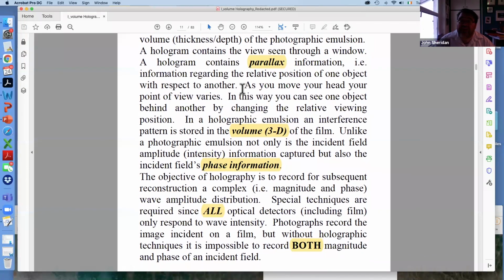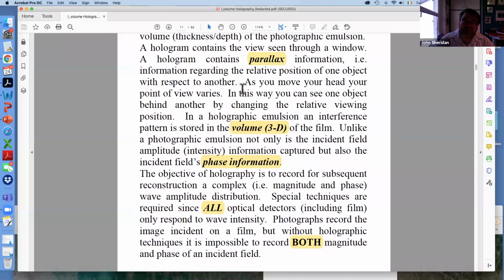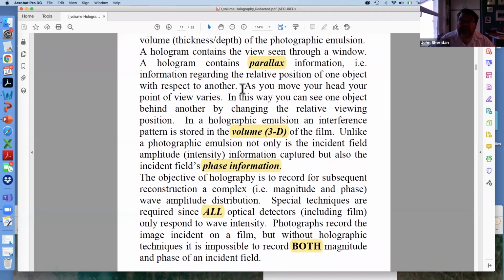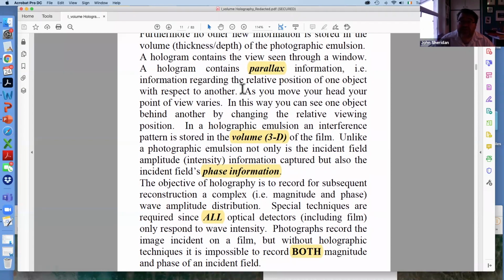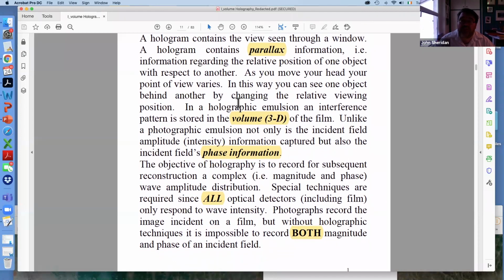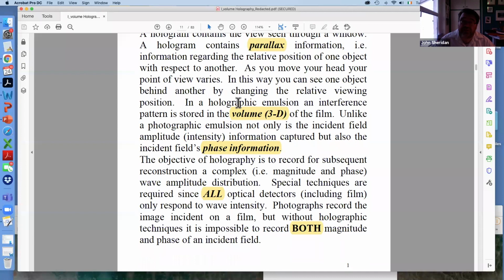Now, as I read this, unfortunately or fortunately, I have all the context of work that people are doing now. So I have all the information about things like digital holography and iterative phase retrieval in my head, or multiple step interferometry. We'll maybe mention some of these things, but as it stands, this text is pretty much accurate about what we're talking about. As you move your head, your point of view varies, and you can see one object behind another by changing the relative view position.